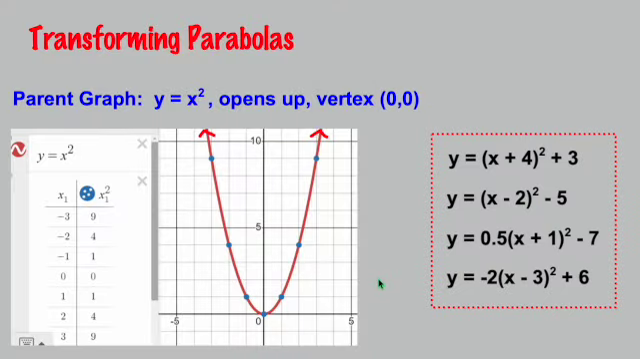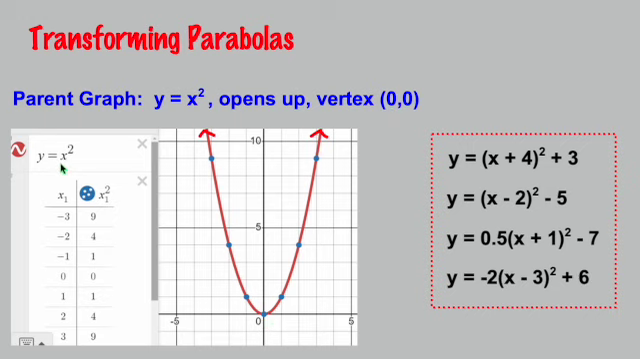The first thing we're going to do is take a look at what we call the parent graph of parabolas. It is the equation y equals x squared. Keep in mind that this parabola, which you can see right here on the graph, is going to open up and it's going to have a vertex at (0, 0), otherwise known as the origin.